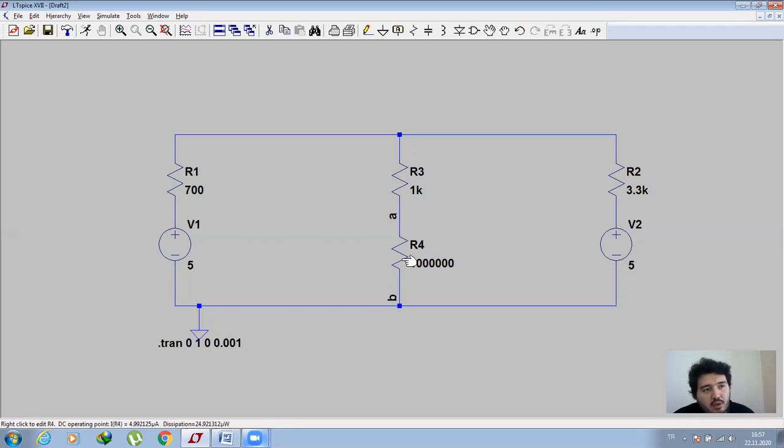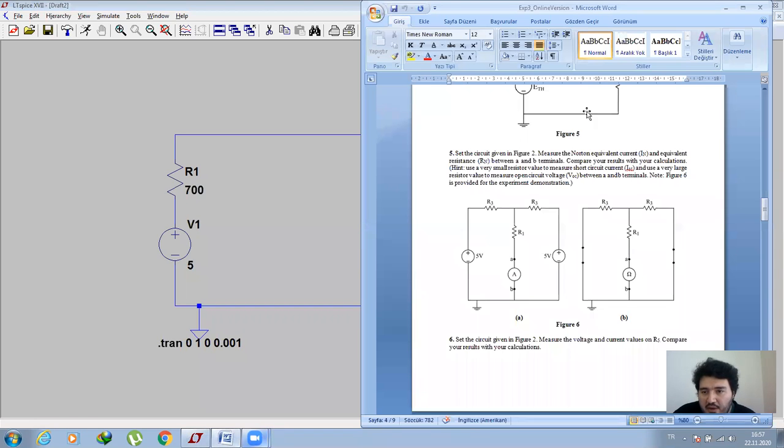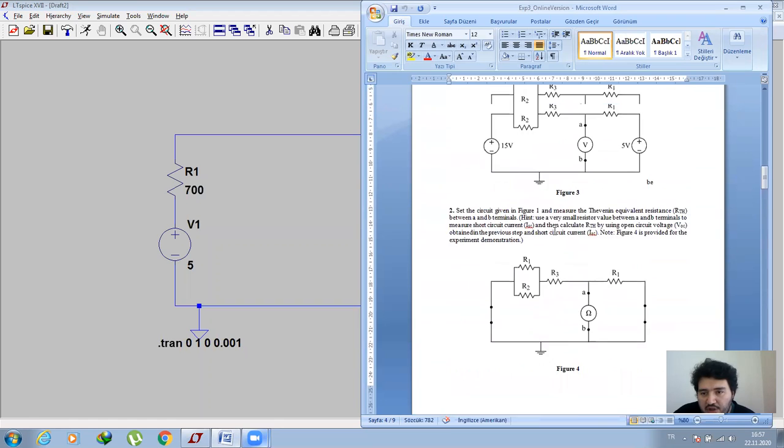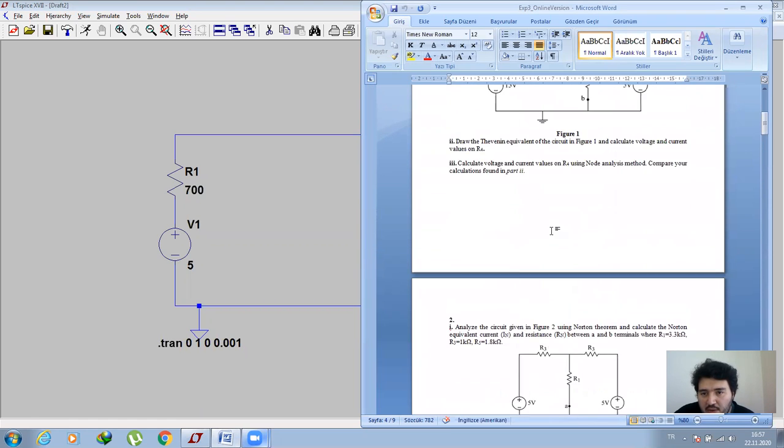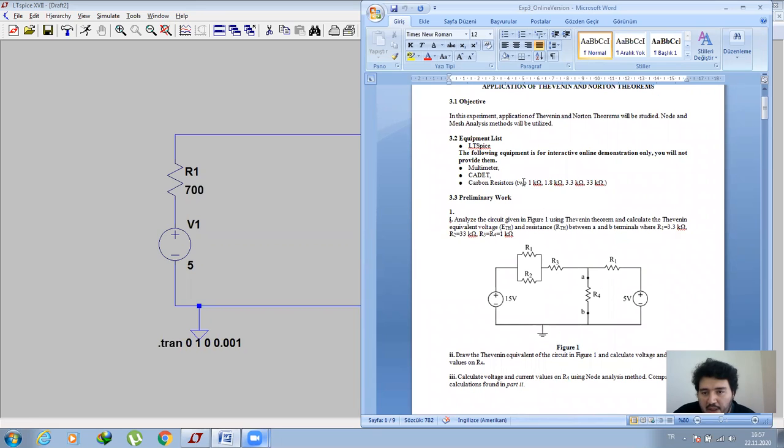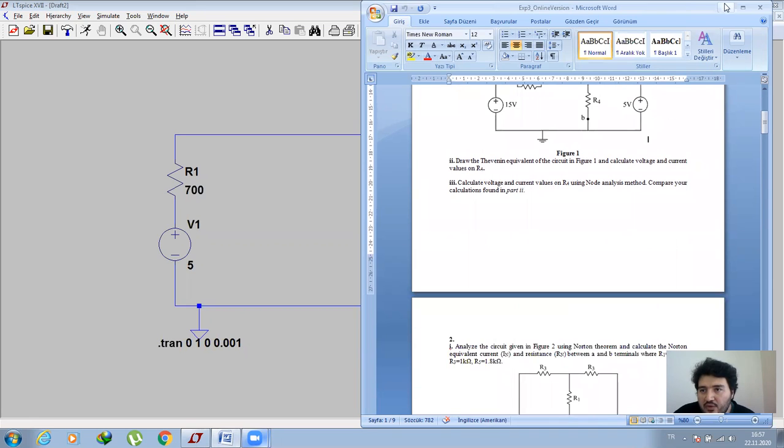In this video, you learned the DC operating point simulation and transient simulation. Again, you know, we used them in previous experiments. So that's all. Again, I'm warning you, I selected the values for the video randomly, not the exact values in your experiment sheet. Please read your experiment sheet and assign the correct values to your circuit. So that's all for today.